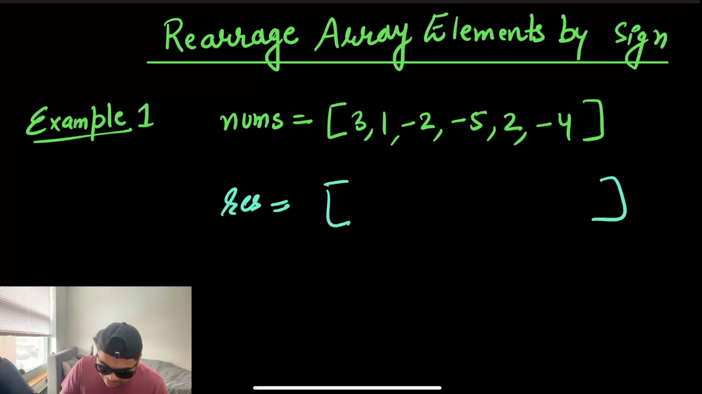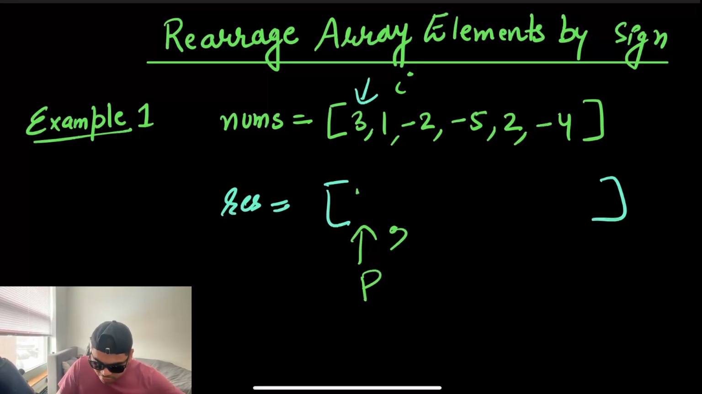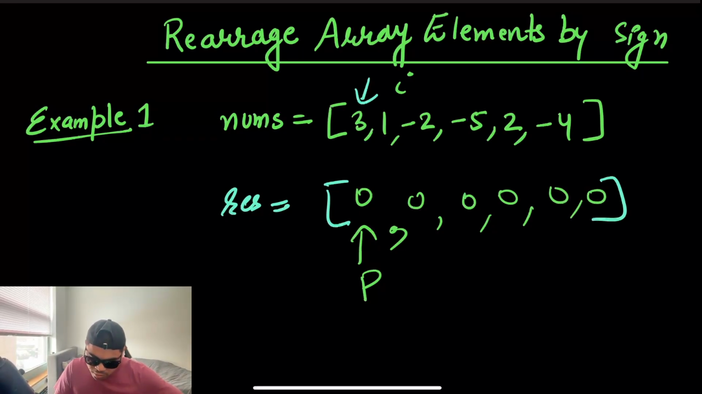Now I will have my pointers. I want to follow the convention, so let's have my i pointer pointing here, and then a p pointer pointing to the first zero, and an n pointer. The p pointer points to the positive index and the n pointer points to the negative index, and every time we fill these up, we move each pointer by 2.